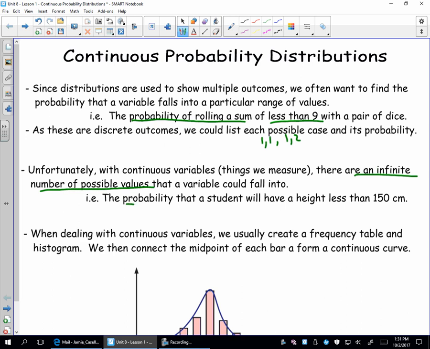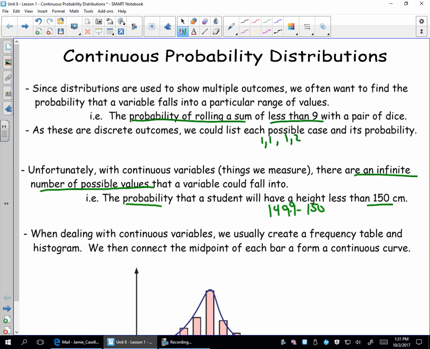Okay, so for example, the probability that a student will have a height less than 150. Well, even just between 149 and 150, there's an infinite number of decimals. Right? Even 149.9 to 150, there's an infinite number of decimals. You can make smaller and smaller and smaller divisions. So we can't make a table or make a list of these things. It's not possible with continuous variables.